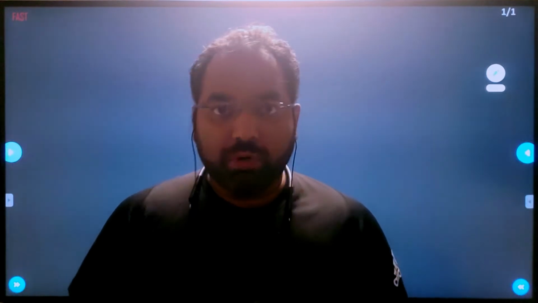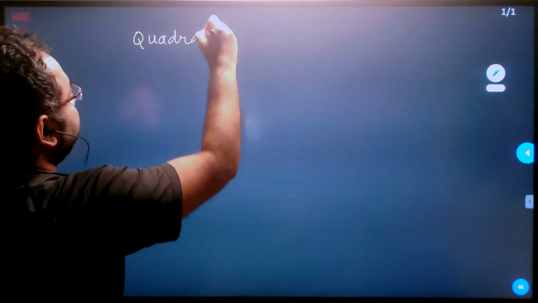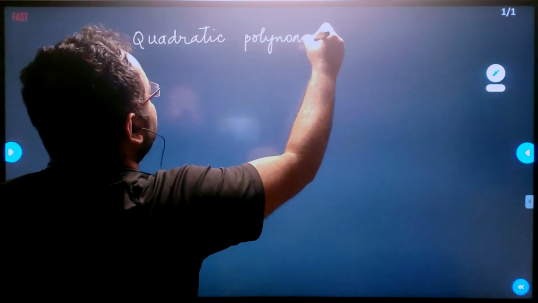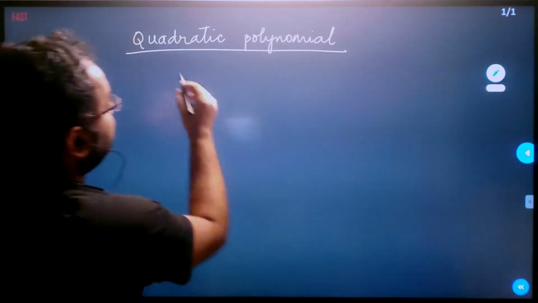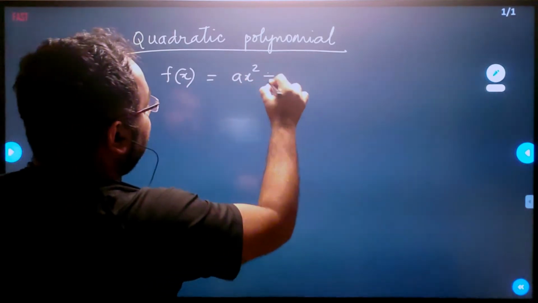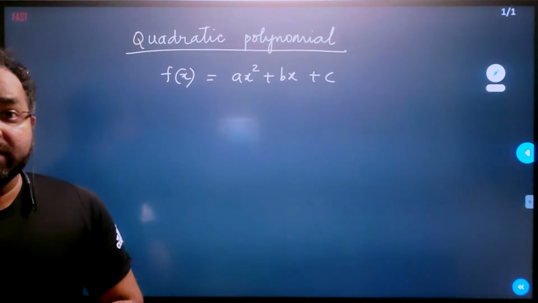Now, before we begin with all that, let us try and understand what a quadratic polynomial is. Now, we all know that a quadratic polynomial, in its standard form, is represented by f of x equal to ax square plus bx plus c. This is how a quadratic polynomial is represented.